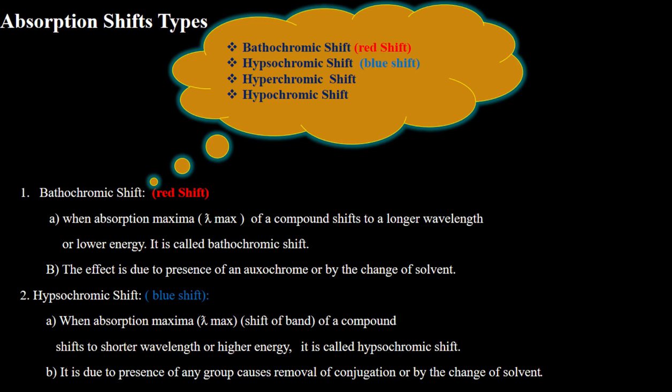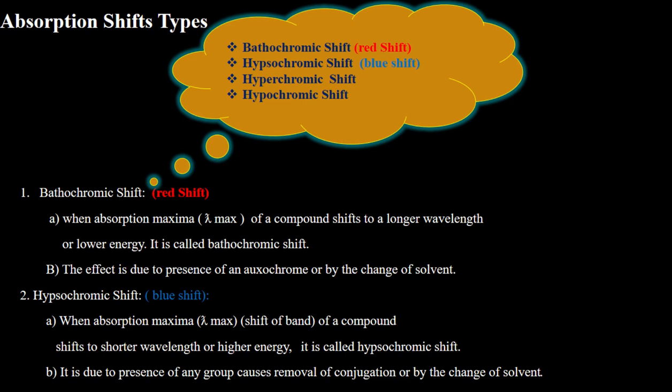The bathochromic shift is known as red shift. In this case, when the absorption maxima, that is lambda max, of a compound shifts to a longer wavelength, remarkably, longer wavelength or lower energy, then it is called a bathochromic shift. And the effect of bathochromic shift is due to the presence of an auxochrome or by the change of solvent.